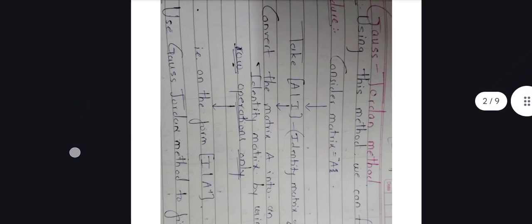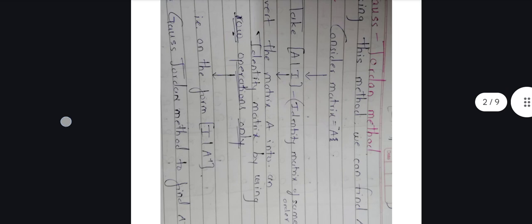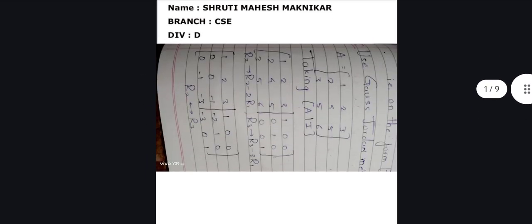Consider a matrix A. After that, write that matrix in AI form. That is, we have to convert the matrix A into an identity matrix by using row operations only. So, after writing this, we have to use the Gauss-Jordan method to find A inverse. So let's take an example of this.